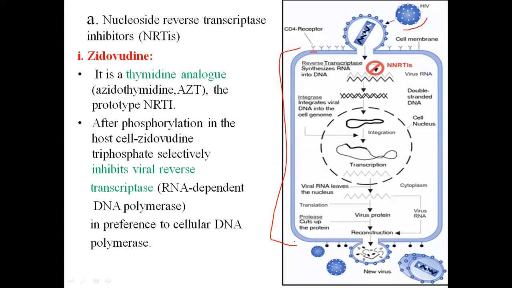We have two immunities: one is antibody mediated immunity and one is cell mediated immunity. Antibody mediated immunity will form antibodies, and cell mediated immunity will form cytotoxic cells or memory cells. So the CD4 cell is one of the important parts of your cell mediated immunity.